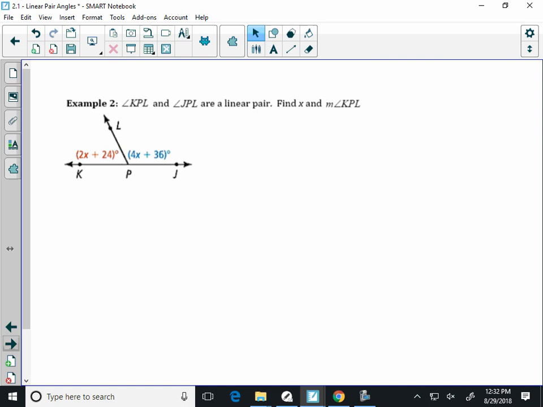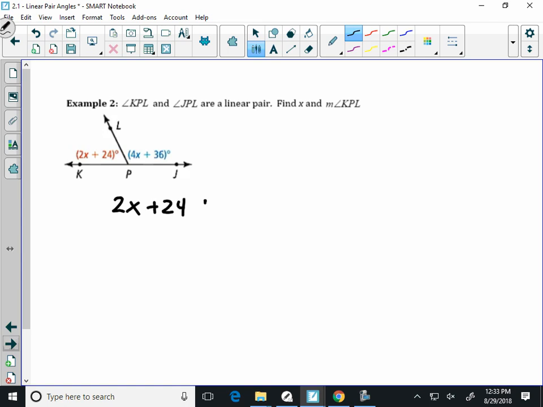In example 2, it says angle KPL and angle JPL are a linear pair. Okay? Find x and the measure of KPL. Well, if we know we have a linear pair, Colton, what do we know about these angles? What do they add to? 180. Very good. So if we know they add to 180, that's how we can set it up. We can just say 2x plus 24 plus 4x plus 36 equals 180.